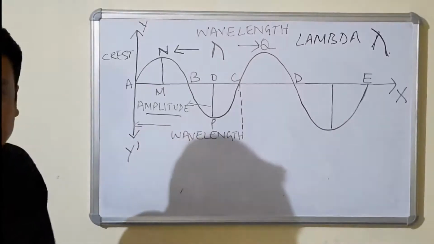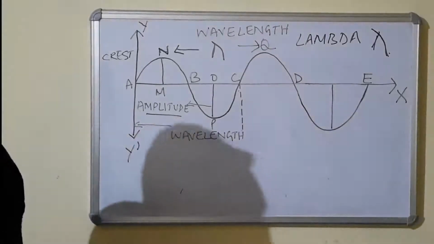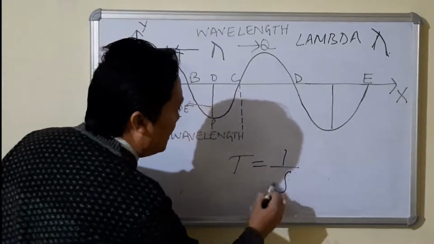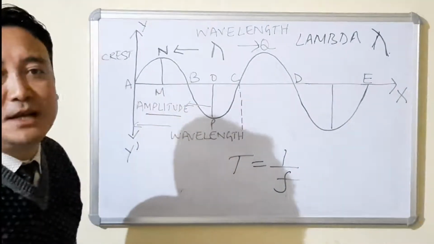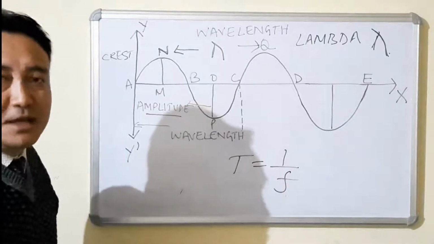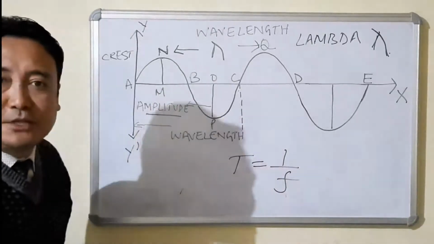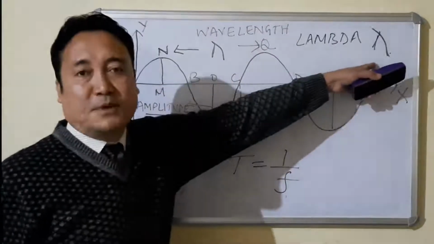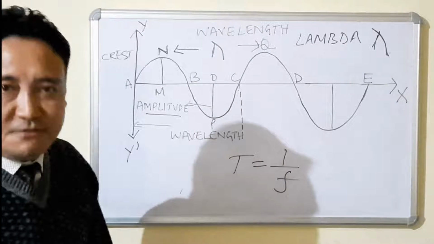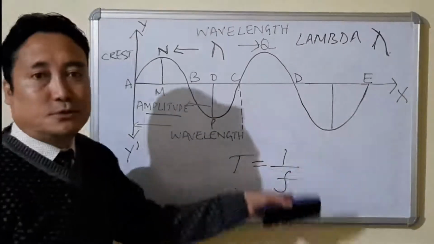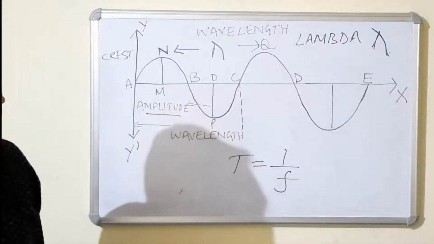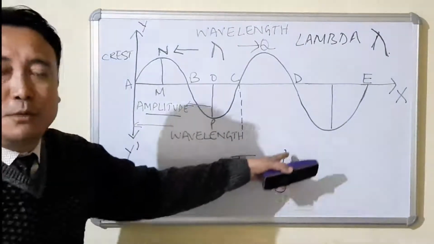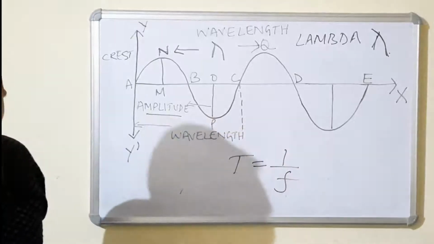Okay, and there is a relation between the time period and the frequency. So the time period is equal to 1 by f, and the frequency is denoted by small letter f. Time period is denoted by capital letter T. Similarly, wavelength is represented as lambda, which is derived from the Greek word. So time period equals 1 by f, which means 1 upon frequency. And this time period, being 1 upon f, is inversely proportional to the frequency.